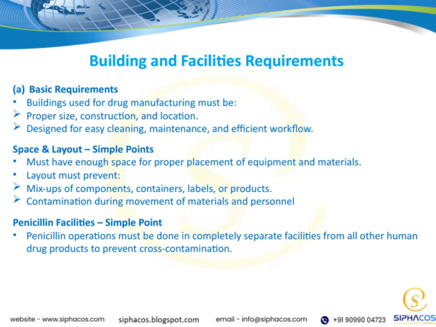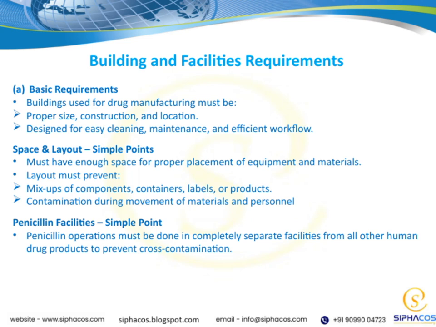Additionally, the design should facilitate easy cleaning and maintenance, which helps prevent contamination and supports efficient workflow to keep production on schedule. Moving on to space and layout, these are simple but crucial points. The facility must have enough space to properly place all equipment and materials. This helps avoid clutter and confusion. The layout should be designed in a way that prevents mix-ups, such as mixing up components, containers, labels, or finished products. It's also vital to minimize contamination risks during the movement of materials and personnel, ensuring a safe and clean environment throughout the process.